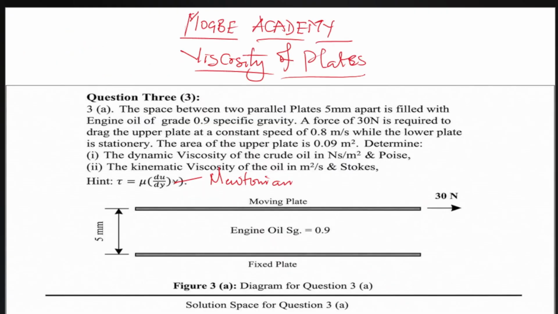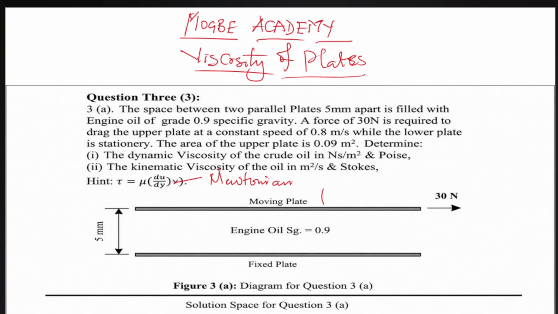Now the next thing you are to consider is your moving plate and your fixed plate. You have that your moving plate has a velocity of 0.8. So what you have here is a force of 30 Newton required to drag the upper plate to a constant speed of 0.8 meter per second. Now, that force is required to move your plate to this side. You can see that they are pulling your plate.